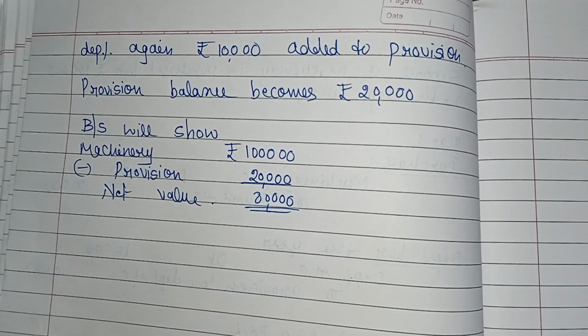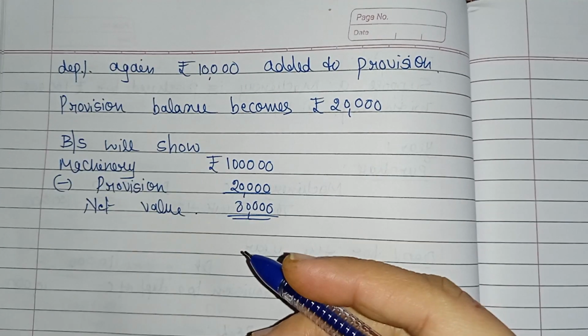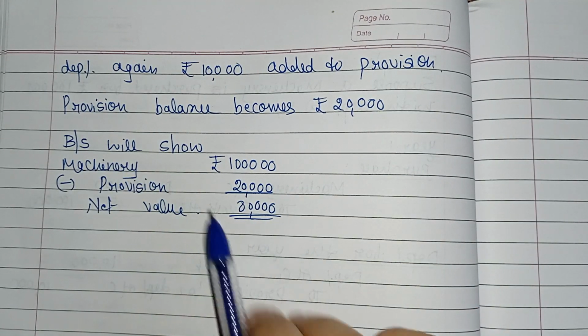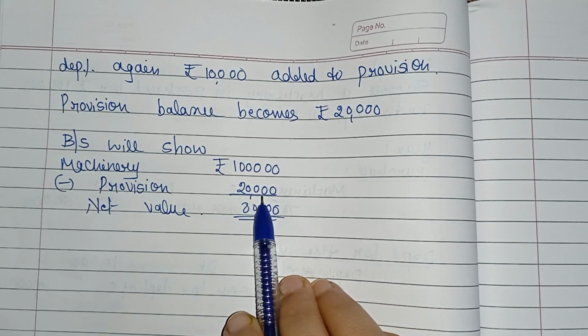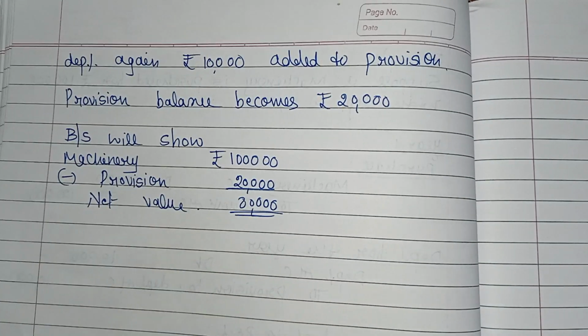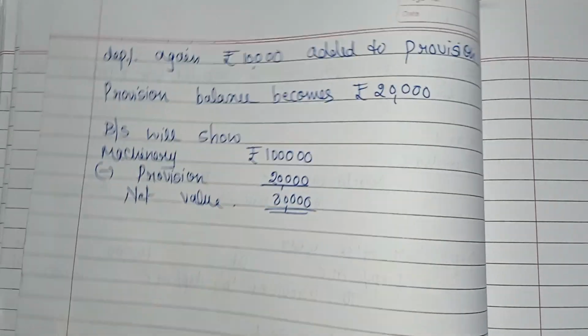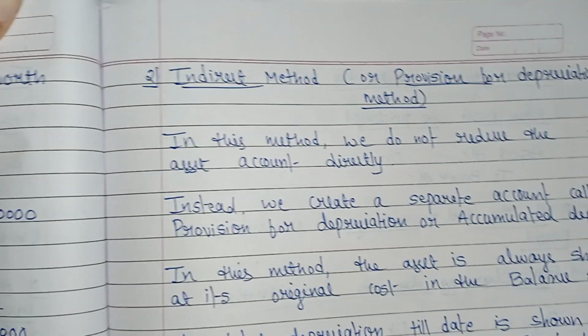Suppose there is a year 3. Again we need to add rupees 10,000 to the provision, then it becomes rupees 30,000. And again the balance sheet will show machinery rupees 1 lakh and provision for depreciation 30,000. The net value becomes rupees 70,000. Clear? So this is the direct method and the indirect method, or provision for depreciation method.